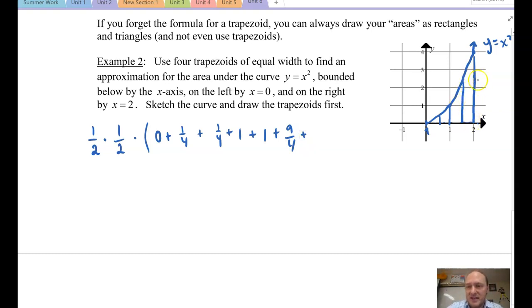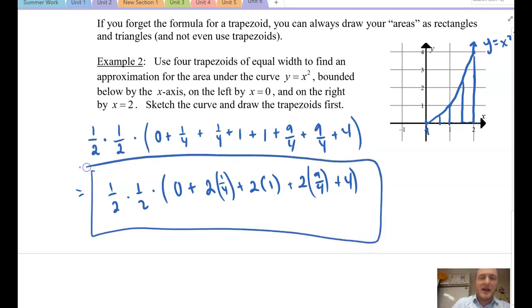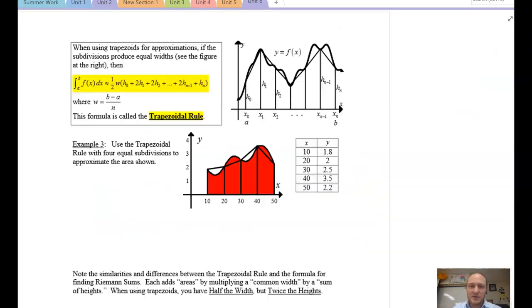And then again, now I'm going to take the area of the last trapezoid, 9/4 plus this height, which is 4. What I'm going to do here is condense this, and I want you to pick up on a pattern. So 0 plus 2 times 1/4 plus 2 times 1 plus 2 times 9/4 plus 4. And there is your answer. I wrote it like that for a reason. I'm helping you develop the trapezoidal rule, and that is on the next page.